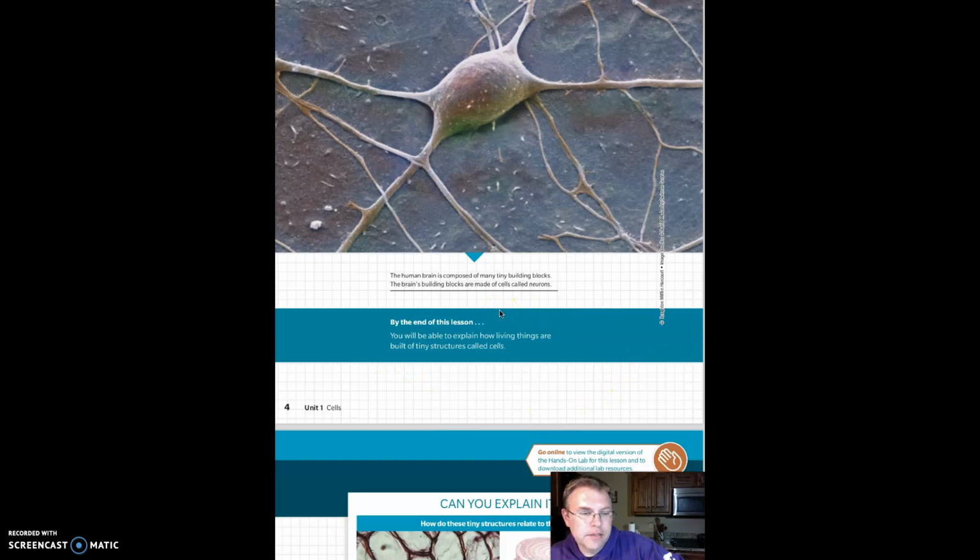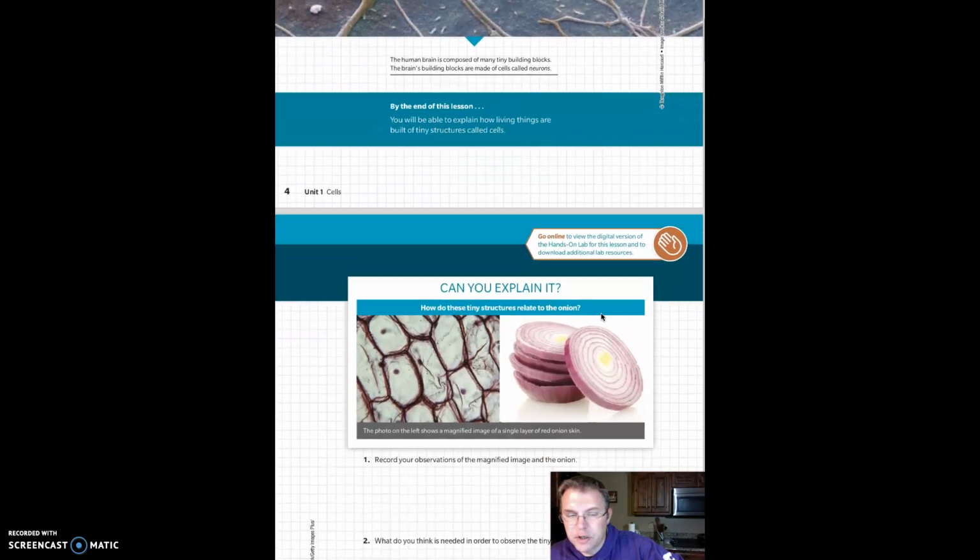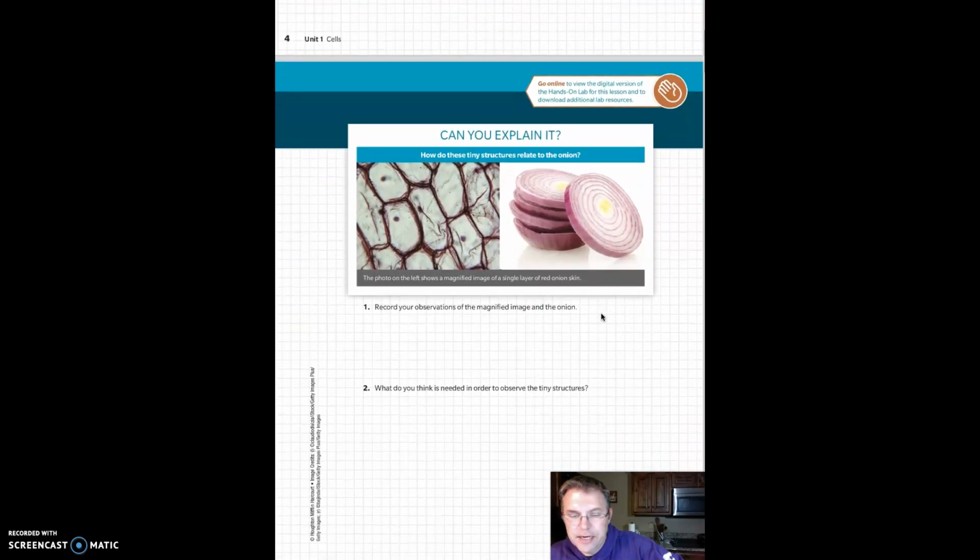And right below that picture, it gives a little description of what you should be learning in this lesson. By the end of this lesson, you will be able to explain how living things are built of tiny structures called cells. As we work our way through this, feel free to pause at any time that you need to so that you can get things written in. If you do have questions as we're going through this, maybe write them down in the margins or someplace so you can be sure to have those to ask me in class, or as always, feel free to email those questions to me as well, and we can go through those and make sure we're all on the same page here.